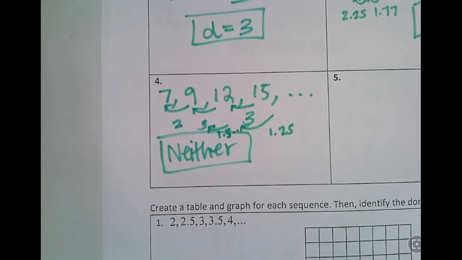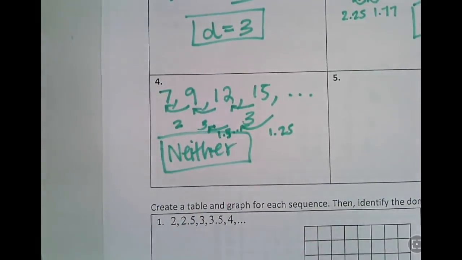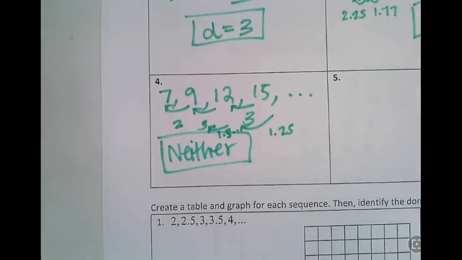All right, this one's neither. If you went to subtraction, you found this one went up by 3 each time, but this one only increased by 2. If you went through and did your division, this one divided to 1.25, this one divided to like 1.333, so this is neither geometric nor arithmetic.